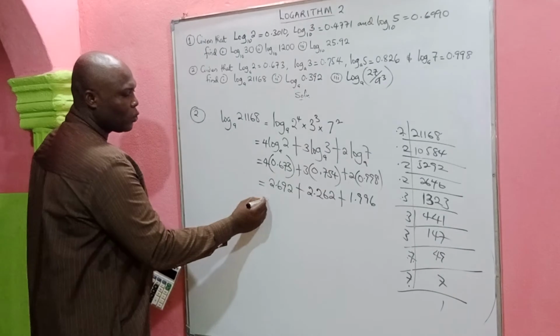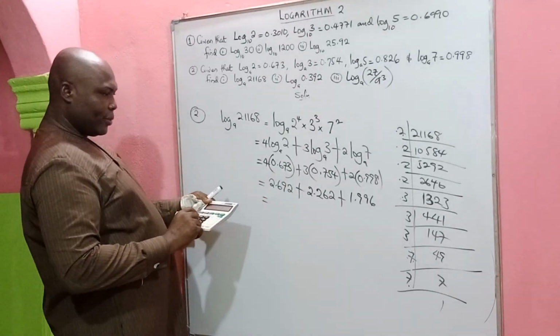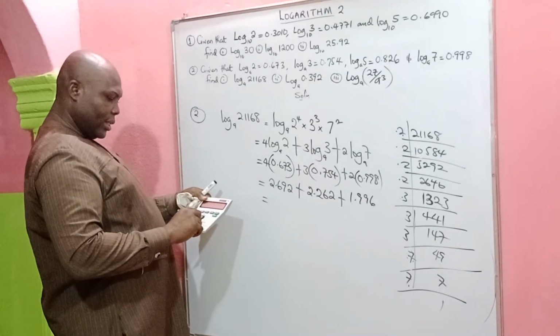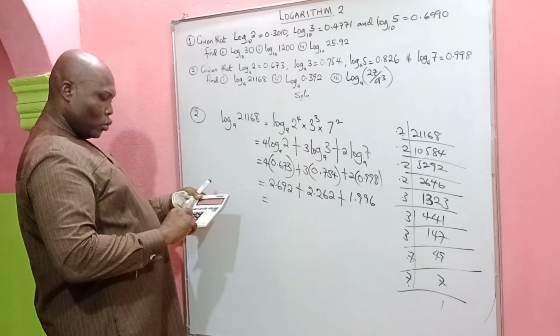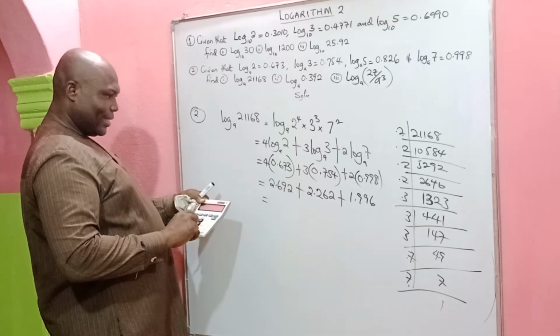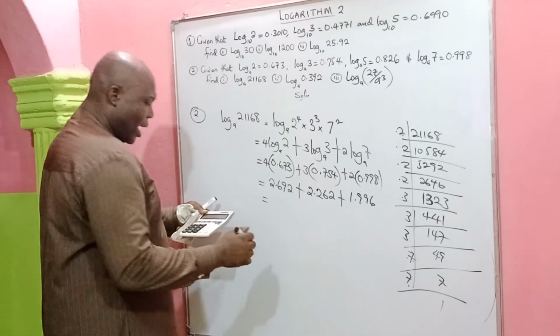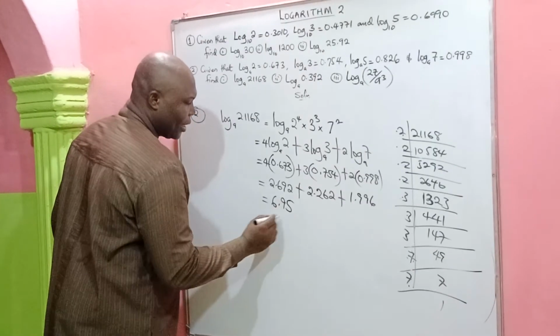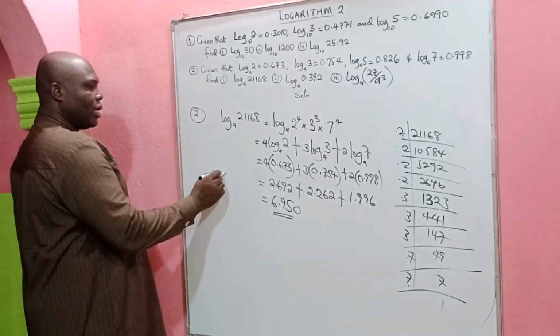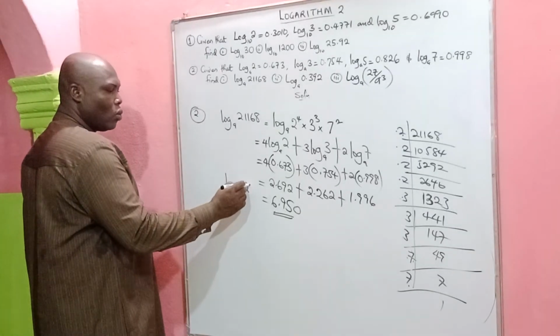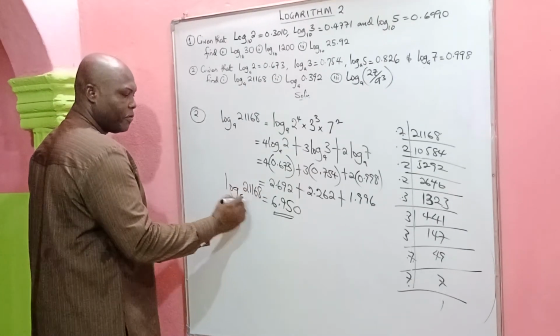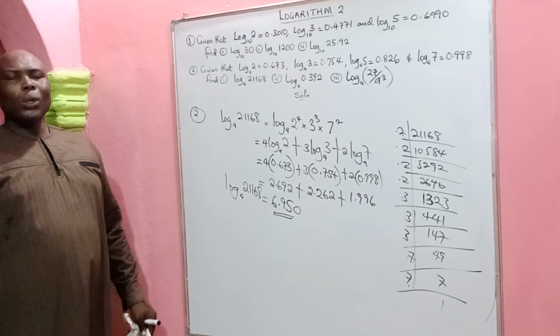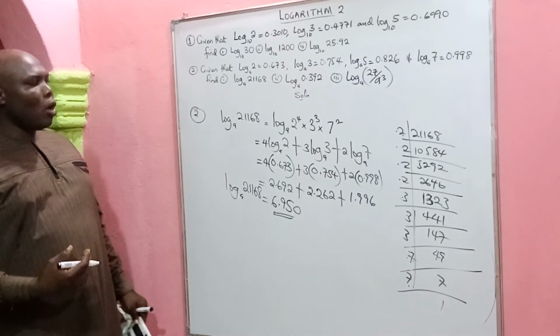Alright, so at this point we'll add 1.996 plus 2.262 plus 2.692. So we'll have 6.95. We now have log 21168 to the base of A to be equal to this. So in the same way we are applying all we still do.